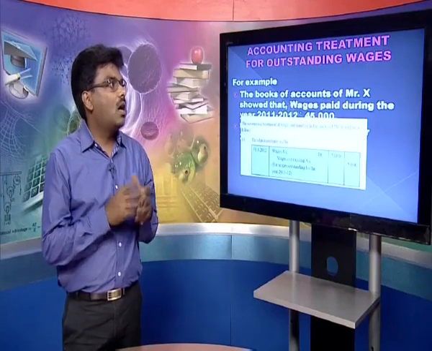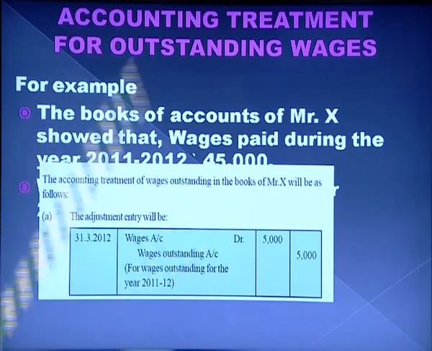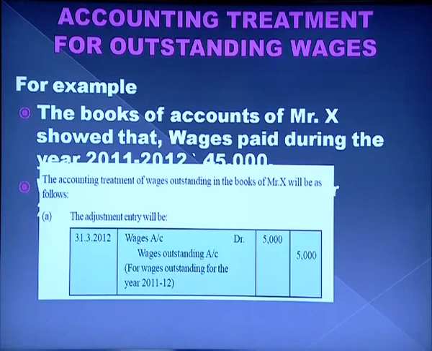Accounting treatment for outstanding wages. Let us take one example. Suppose in the books of accounts of Mr. X showed that wages paid during the year 2011-12 rupees 45,000. Then the adjustment entry will be wages account debit to wages outstanding account. That means your wages will increase by rupees 5,000 and your outstanding wages, that is a liability which has to be paid in future by the proprietor.